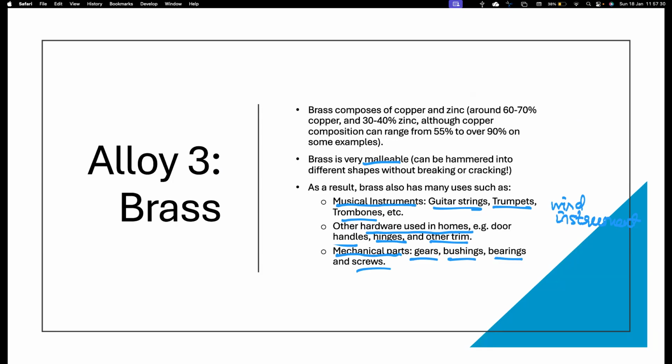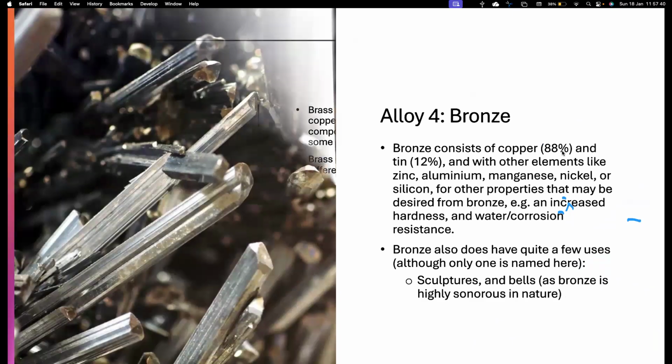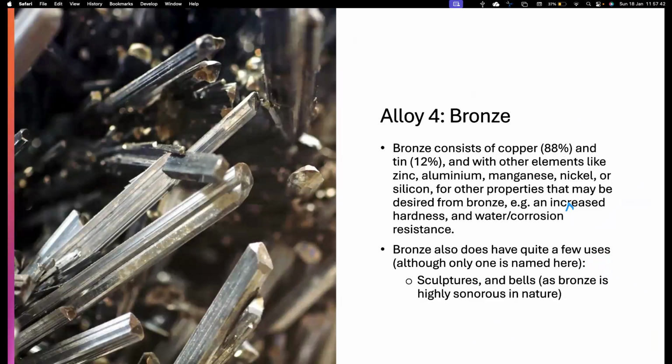Anyway, we've got one more alloy and then other types of alloys we need to review. So without further ado, let's move on to our fourth alloy, which is bronze. Bronze also has copper, but it has only 12% tin and 88% copper.